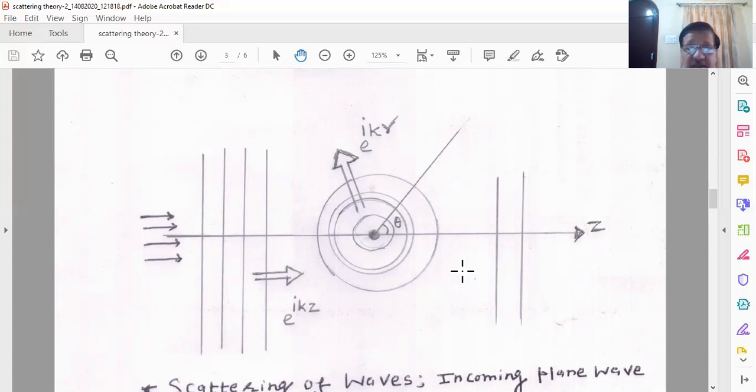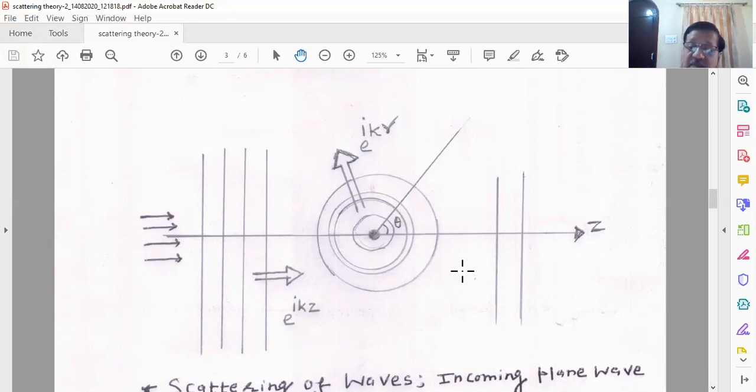And I derived the expression of total scattering cross section. I said that if the potential is spherically symmetric, then we have derived the expression of total scattering cross section, and we have found that expression.